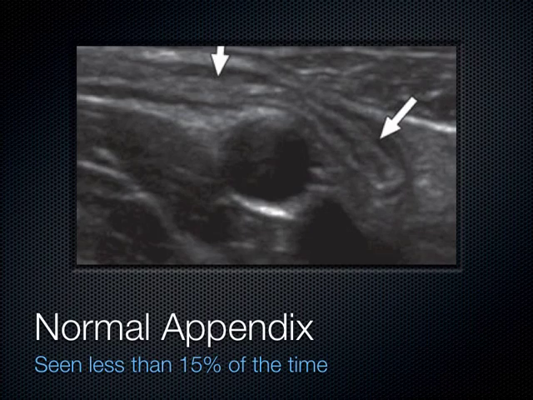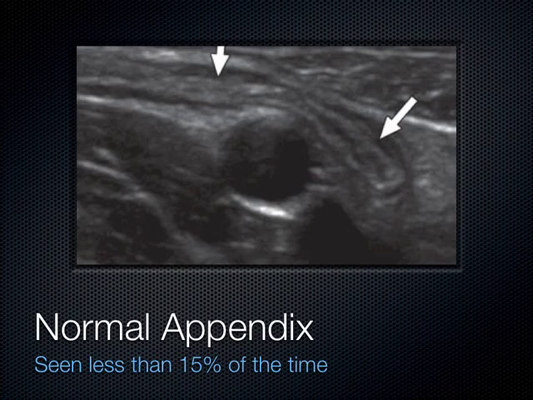This is an 18-year-old woman who had lower abdominal pain. We can see here this tubular blind-ended structure, nice thin walls, certainly less than 5 millimeters, right adjacent to her external iliac artery seen right here.